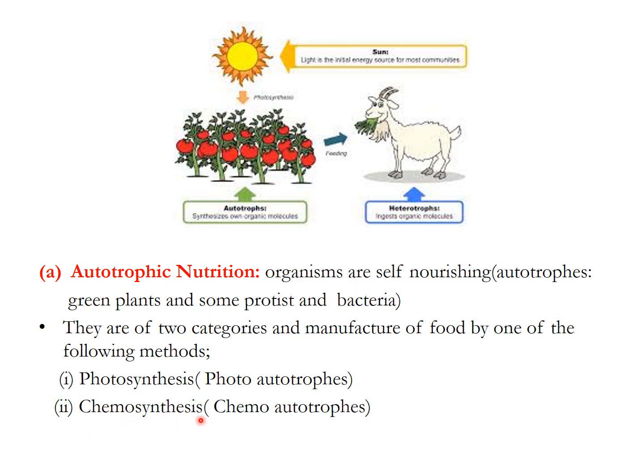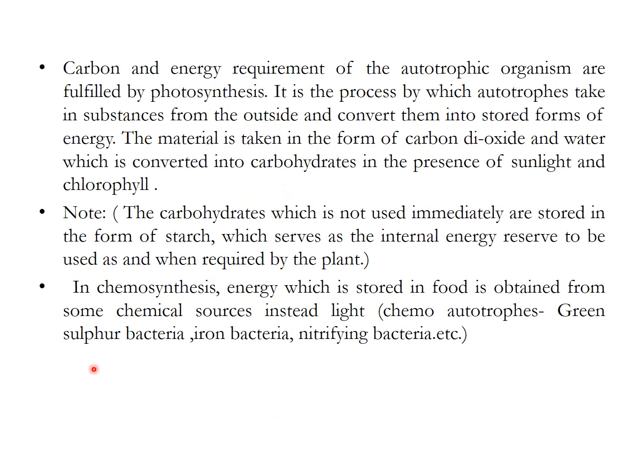So on that basis, from where they get the energy, what is the carbon source by which they obtain the energy. On the basis of that requirement, autotrophic organisms fulfill their need. So the carbon and energy requirement of autotrophic organisms are fulfilled by the process of photosynthesis. And we are very much aware of that process. From the lower classes we know it.